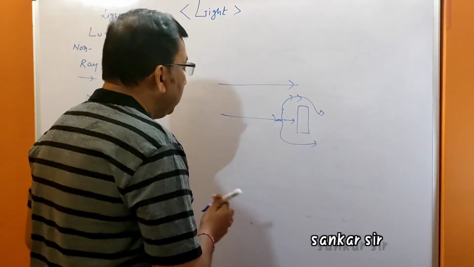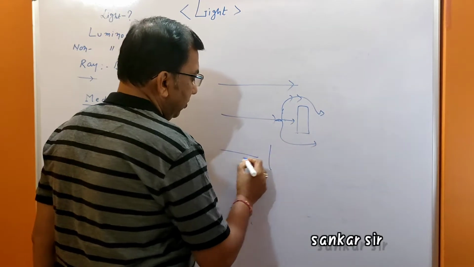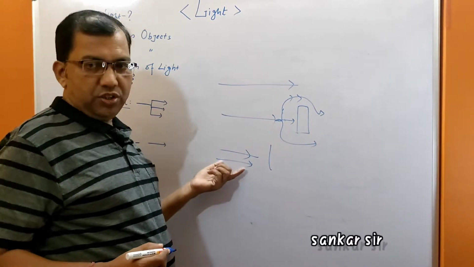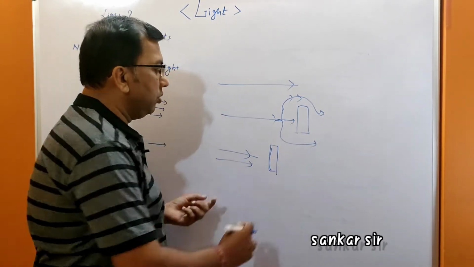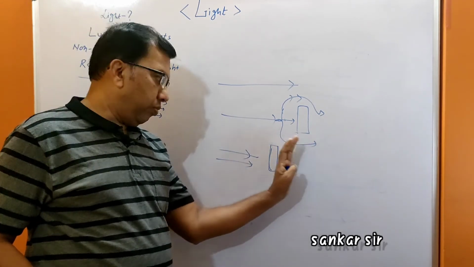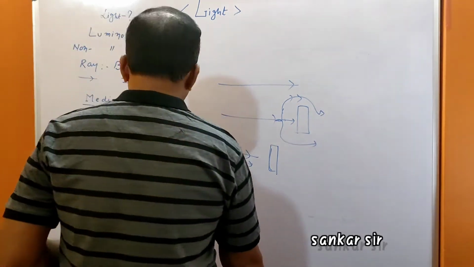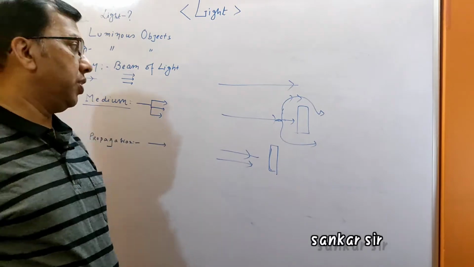If you point a torch light and there is an opaque object, this light cannot go further towards these sides. It will be hindered. Okay, that's it. This is the rectilinear propagation of light.